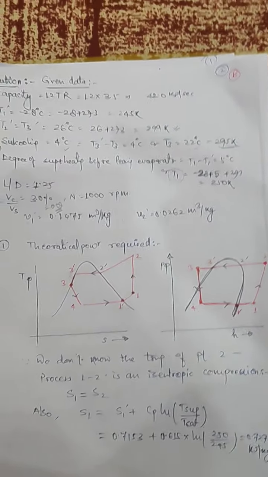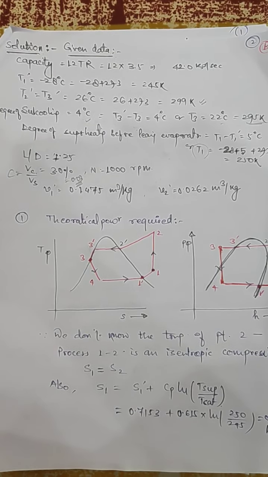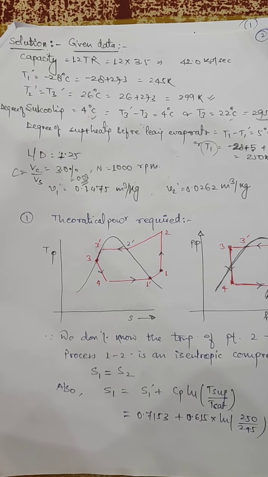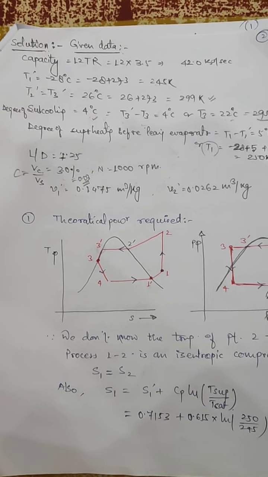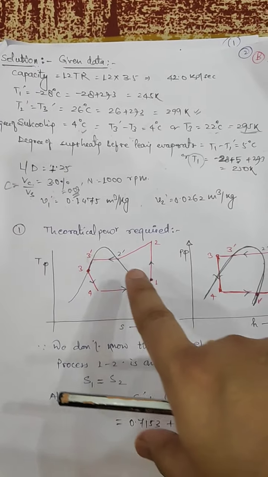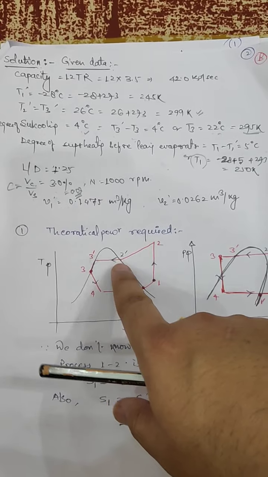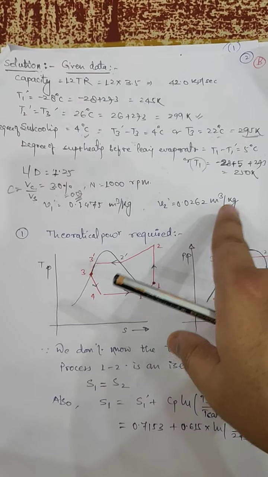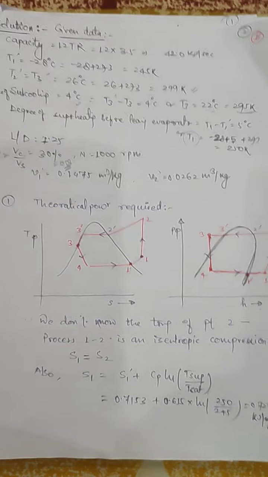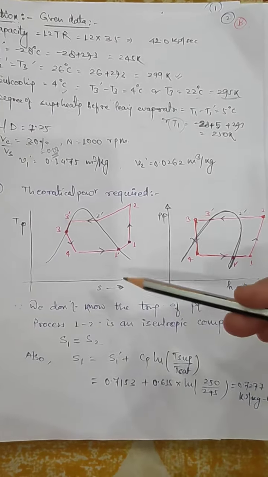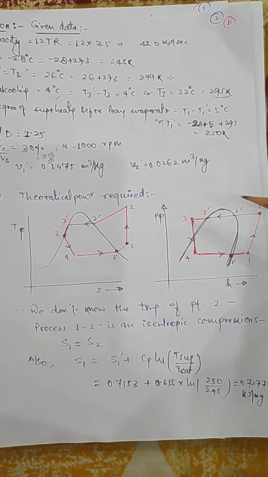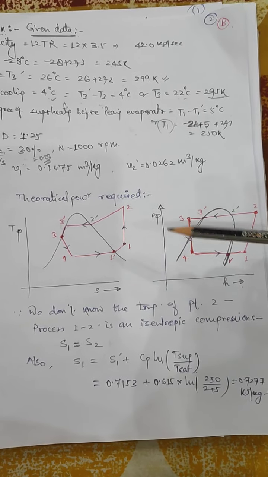Number of revolutions at which the compressor rotates is given as 1000 rpm. Specific volume at 1 dash can be written as 0.175. You can read it from the refrigerant table. Also, similarly, the specific volume at 2 dash is given as 0.0262 meter cube per kg. Now the first thing we need to calculate is the theoretical power. So firstly, draw this TS curve and the pH curve for ease of calculation, also showing all the temperature points.